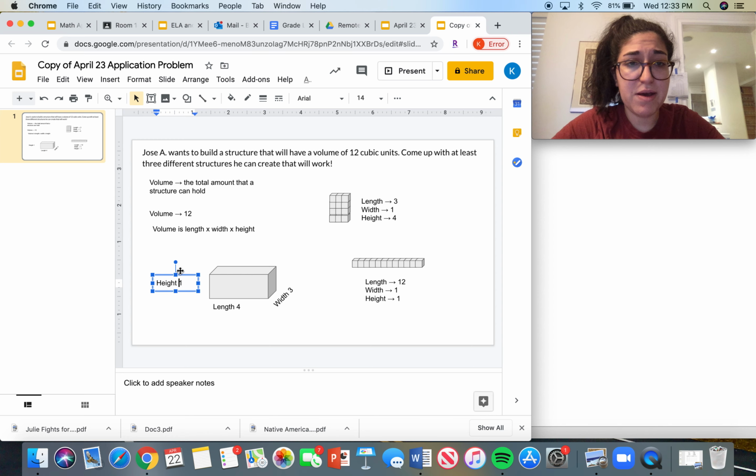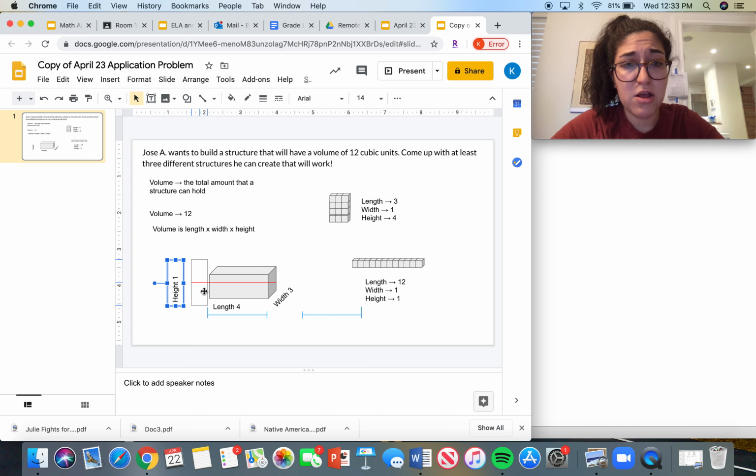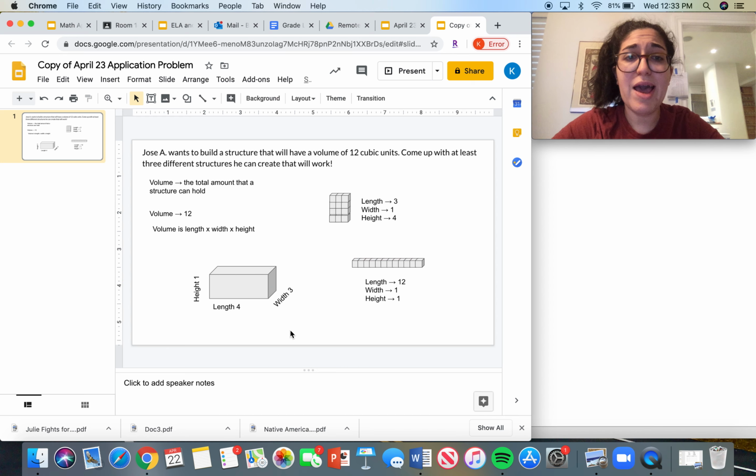The reason I need my height to be 1 is because if my height was 2, let's say, then it would be 4 times 3 times 2, and that would be 24. It would not be 12. And remember, I need my volume to be 12.